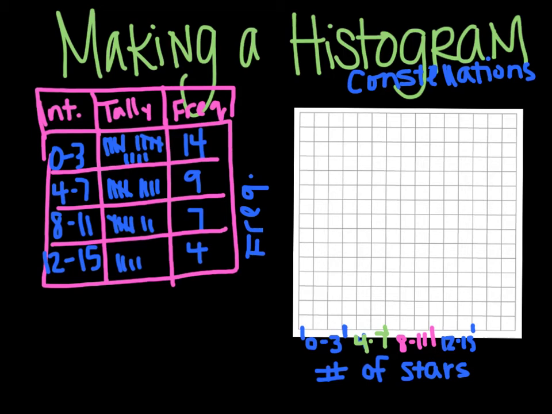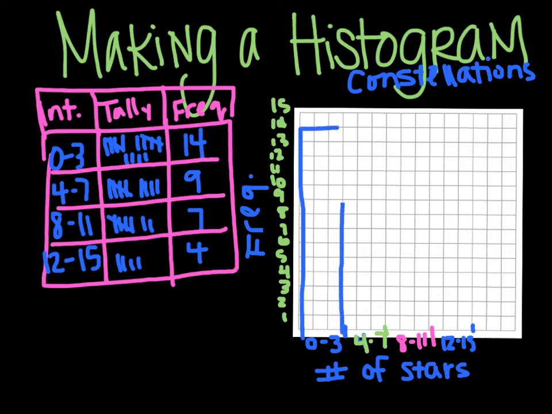So interval 0 to 3 was 14. We need to have an axis here. We're going to count by ones. Good, that fits perfectly. Okay, so 0 to 3 was 14. So we go all the way up to 14 over. And then notice I'm making a bar. This is going to be shaded in. And when you're doing this at home, you can definitely use colors if you want. Make it look nice. And then 4 to 7 was an interval of 9, which is right here.